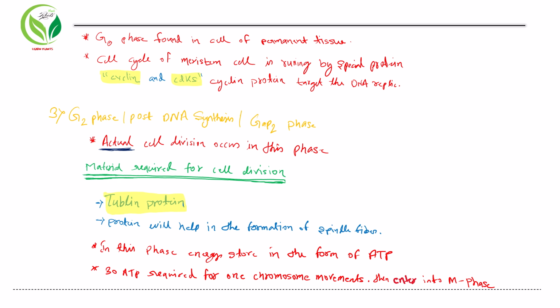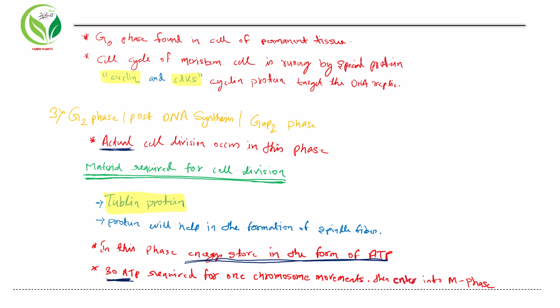This tubulin protein can help for spindle formation also. And what will happen after then? Cell division involves an enormous expenditure of energy. So during G2 phase, energy is stored in the form of ATP. So if you want, note it down. And 30 ATPs are required for one chromosome movement.